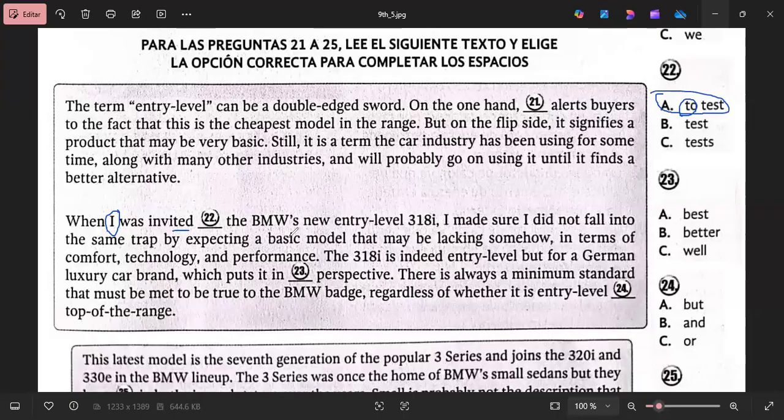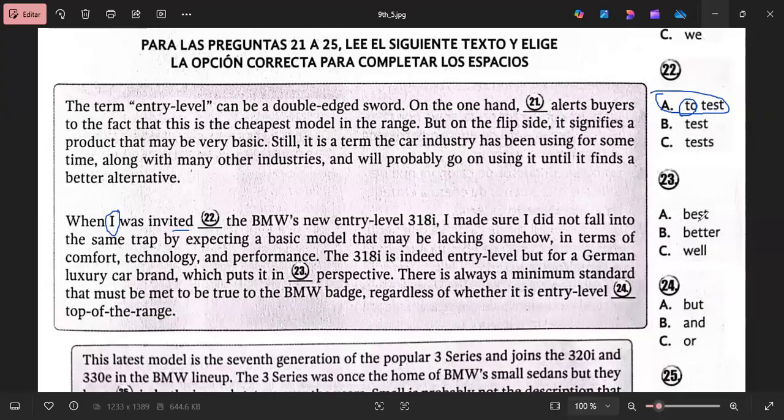So when I was invited to test the BMW's new entry level 318i, I made sure I did not fall into the same trap by expecting a basic model that may be lacking somehow in terms of comfort, technology, and performance. The 318i is indeed entry level, but for a German luxury car brand, which puts it in, now we got 23, puts it in perspective.